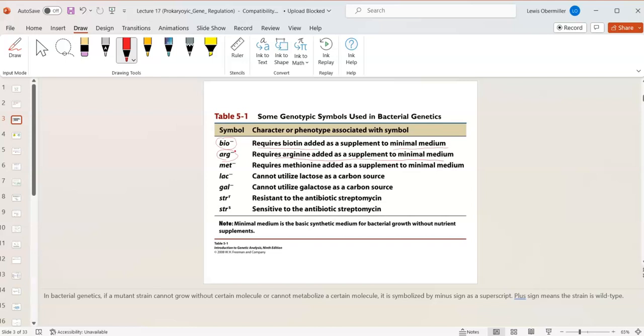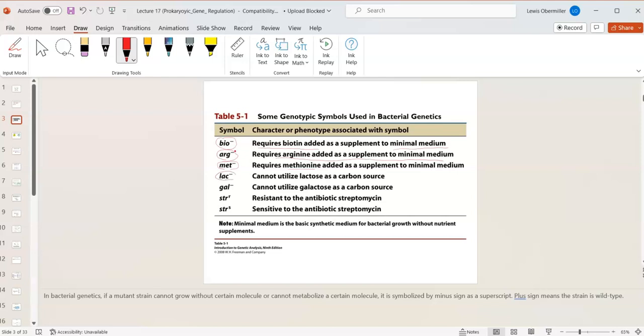This is an amino acid, if you don't know, and it has to be added into the minimal media for the bacteria to live because it's an essential amino acid. It cannot function without arginine. It can make proteins. Met is methionine, so it needs that. Remember, that's another amino acid that every protein ever made starts with.